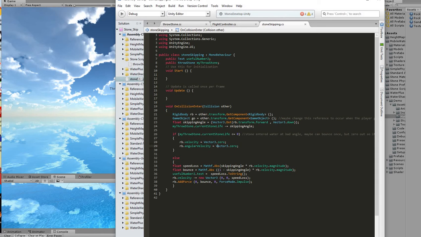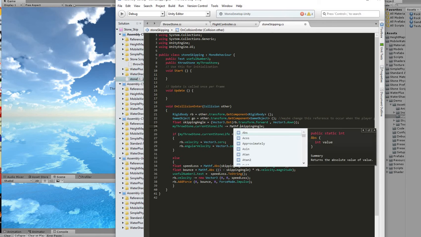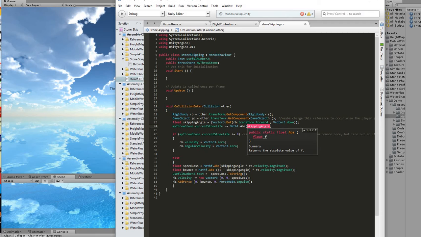I just kind of realized something. Right now it says my throw stone, current stone life, minus equals skipping angle. Well, this should be Mathf.Abs, because if the skipping angle is negative, which it can be, then it'll be adding. So, we fix that. Yes, so then if the current stone life is less than 0, then the velocity is 0. Otherwise, it makes it bounce.